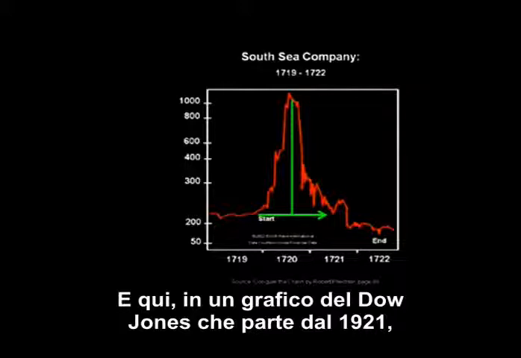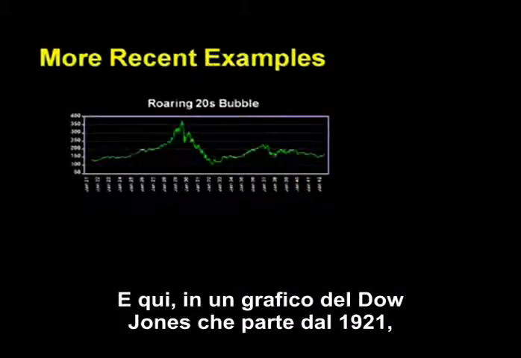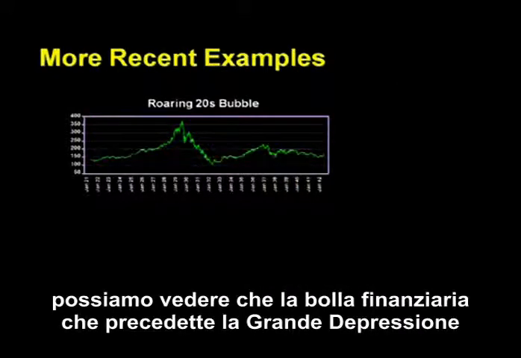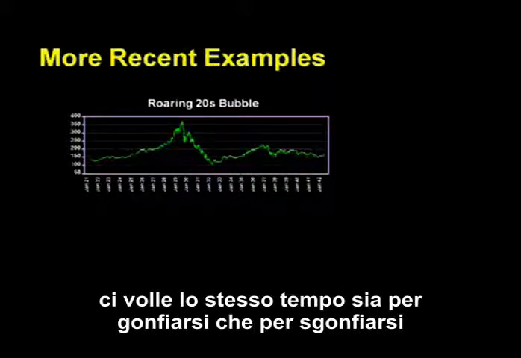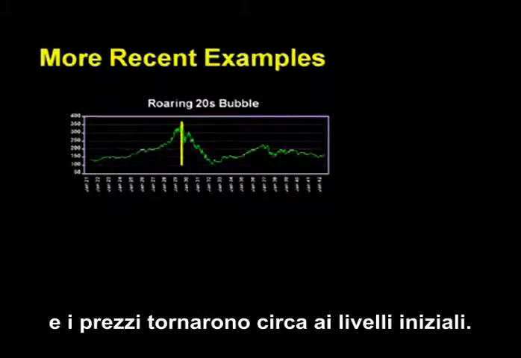And here, in a chart of the Dow Jones beginning in 1921, we can see that the stock bubble that preceded the Great Depression followed roughly the same trajectory, requiring about as much time to deflate as it did to inflate, and that prices roughly returned to the levels from which they started.